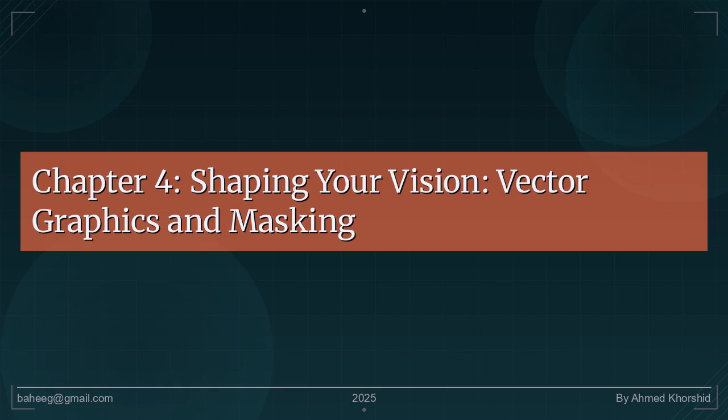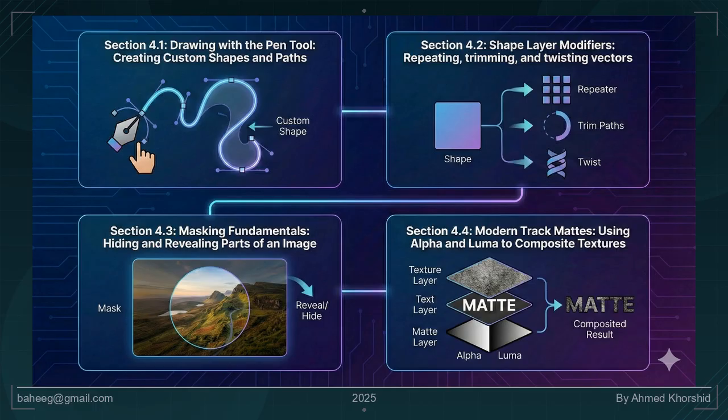Chapter 4, Shaping Your Vision, Vector Graphics and Masking. Section 4.1, Drawing with the Pen Tool, Creating Custom Shapes and Paths. Section 4.2, Shape Layer Modifiers, Repeating, Trimming, and Twisting Vectors. Section 4.3, Masking Fundamentals, Hiding and Revealing Parts of an Image. Section 4.4, Modern Track Mattes, Using Alpha and Luma to Composite Textures.